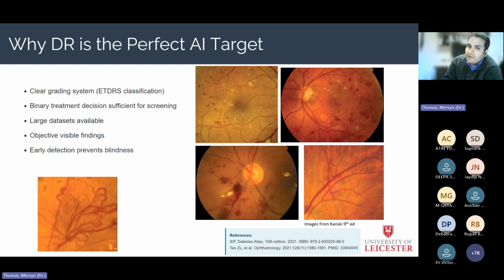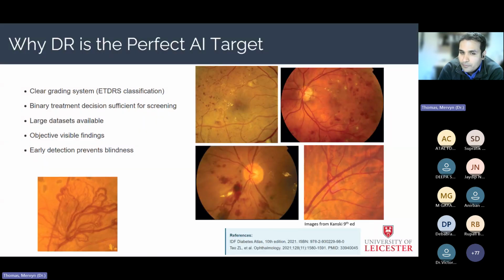Now, why is diabetic retinopathy the perfect AI target? There are several reasons, but these include that we have a very clear, standardized grading system. This is called the ETDRS, the Early Treatment Diabetic Retinopathy Study, which is what initially proved the classification. And the treatment decisions are often binary from a screening purpose: either you refer in or you don't. So based on this classification, you decide whether you want to refer this patient in for treatment and further assessment, or you don't.